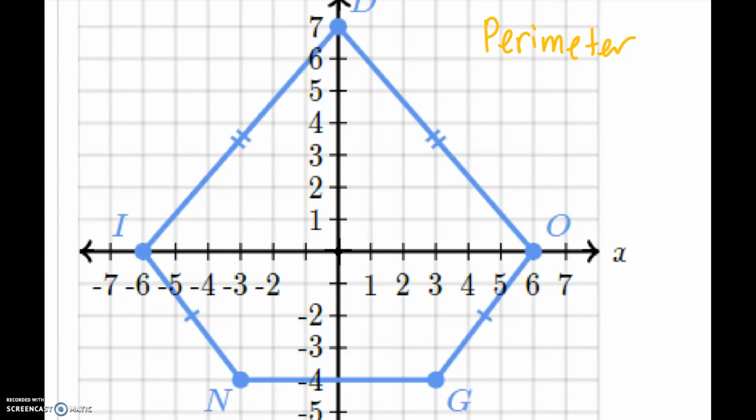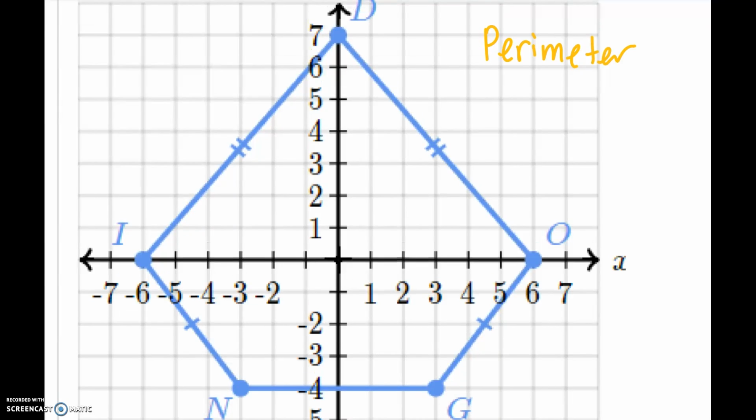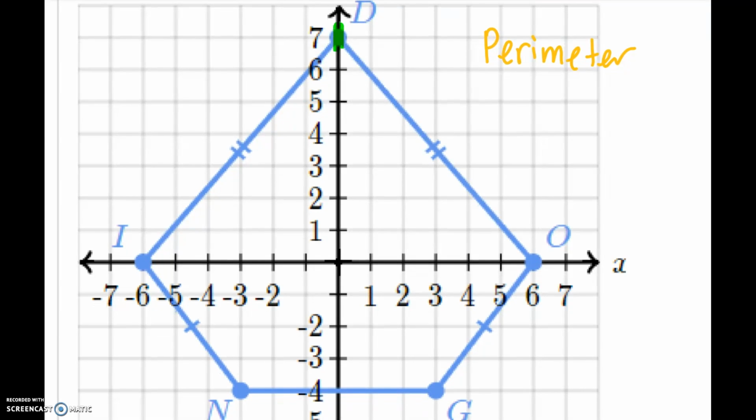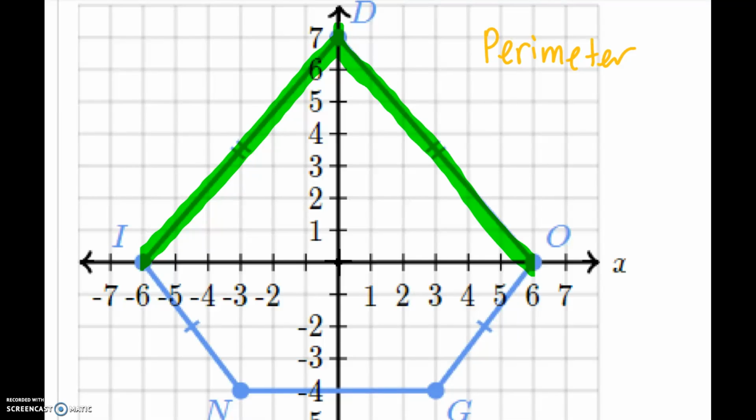I observed that this is a quite beautiful pentagon because, as you see, DO, this segment here, and DI are congruent. They are identical. There you go. On the other hand, GO and LN are identical. Another beautiful thing that's going to make my life easier: NG is a flat horizontal segment. It's easy to count the length of it.